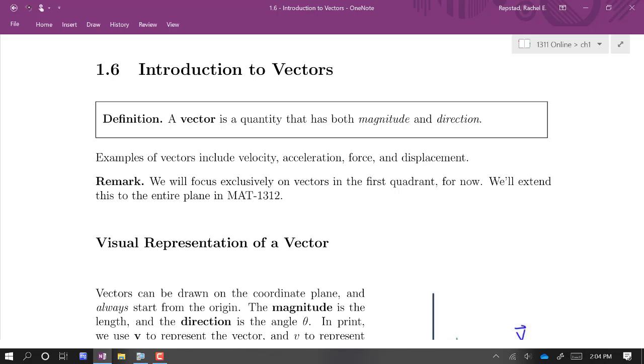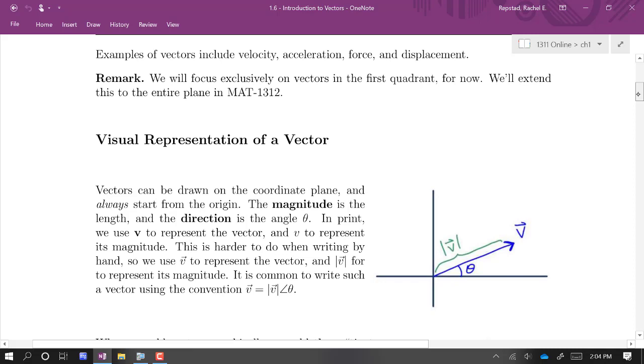We're going to take a look at some vectors in this section, and we will focus exclusively on vectors in the first quadrant for now. In the next semester, in Pre-Calc 2, we're going to extend this to the entire plane. A vector is a quantity that has both magnitude and direction, and we're looking at vectors in 2 dimensions.